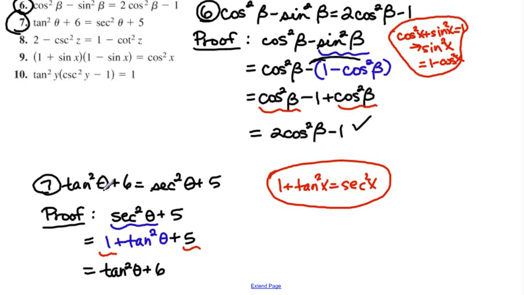Number 7 is tan squared theta plus 6 is equal to secant squared theta plus 5. Again, either side is about as difficult as the other. I've elected to start with the right side here, so if we start with secant squared theta plus 5, we want to rewrite secant in terms of tangent. But again, one of the fundamental Pythagorean identities is 1 plus tangent squared is equal to secant squared. So in place of secant squared theta, we can put 1 plus tan squared theta. And then the 1 plus 5 combines to be 6, so we are done because we have obtained the other side.